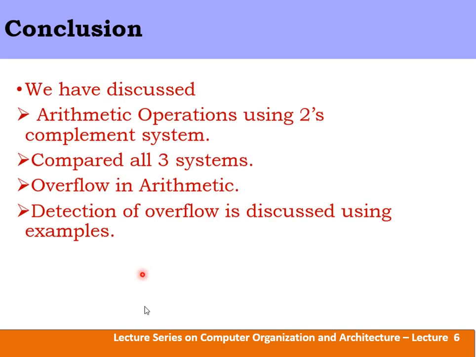The conclusion is, what all we have discussed is that we have performed arithmetic operations by using the 2's complement system. Later we compared all three systems, that is sign and magnitude, 1's complement as well as 2's complement. After comparison we came to the conclusion that 2's complement is the best one, and the 2's complement system is used in all modern computers in order to perform arithmetic operations.